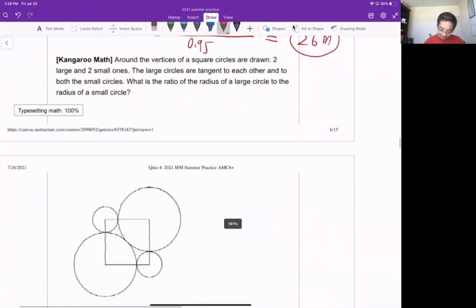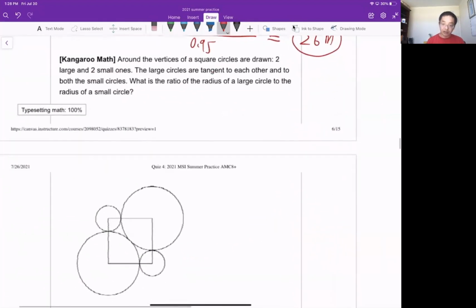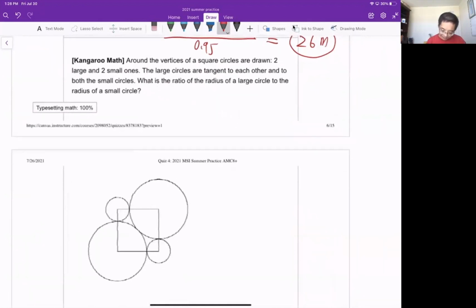Question number 9. Here we have four circles: 2 larger circles with equal radius, and also 2 small circles with equal radius. They are put together like this. The middle one, this is what we have here.